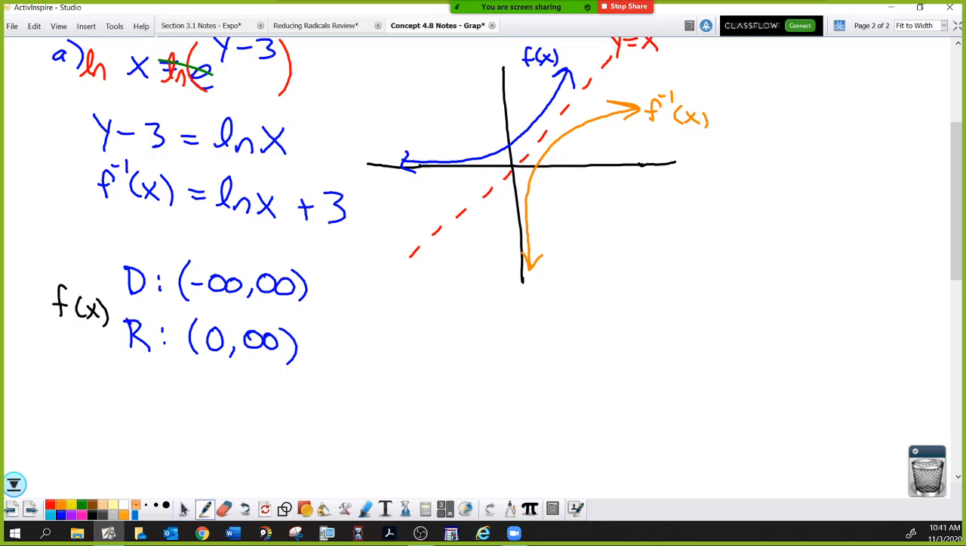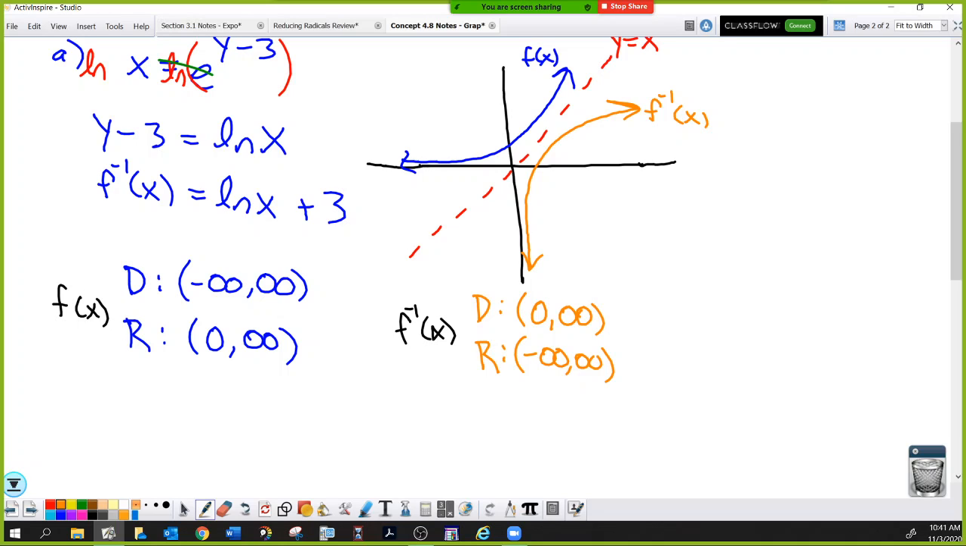So the domain and range of f inverse are the exact same values, just switched. Domain for that logarithm, from 0 to infinity. Range for that logarithm, all real numbers. And I cannot see the last question. Find any asymptotes and any intercepts.